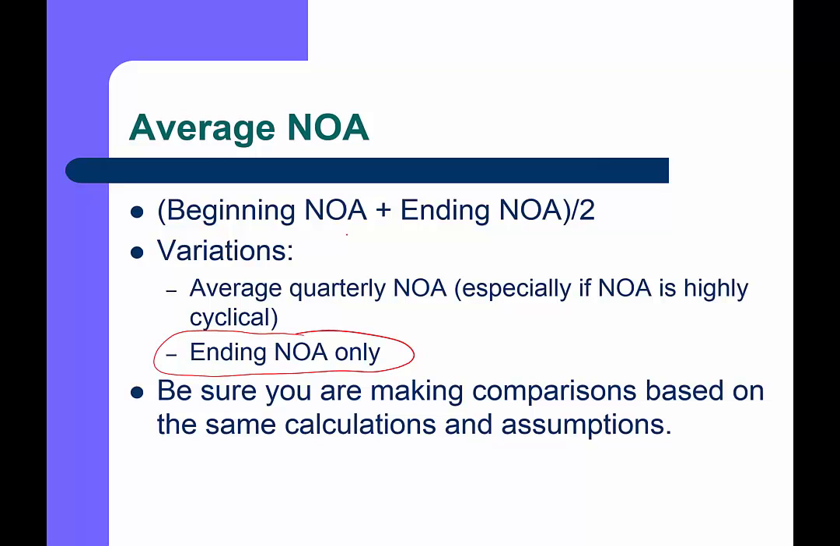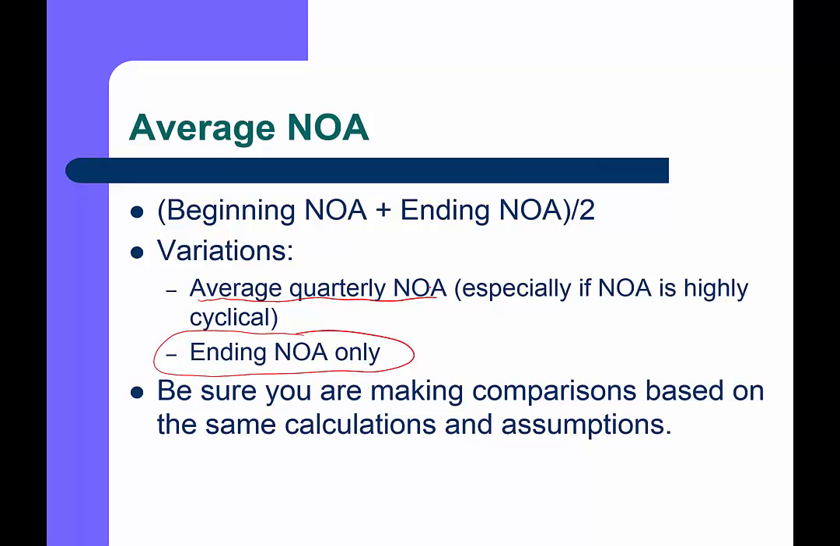Calculating the beginning and the end divided by 2 gets you somewhat of an average, but if you have a business that is very cyclical, for example, Toys R Us with its inventory that, from the end of January when they start building up, by mid-fall is gigantic, and then drops back to very, very small. The end of the year and the beginning of the year don't capture the average amount of assets at a company like Toys R Us. So you might see average quarterly NOA.